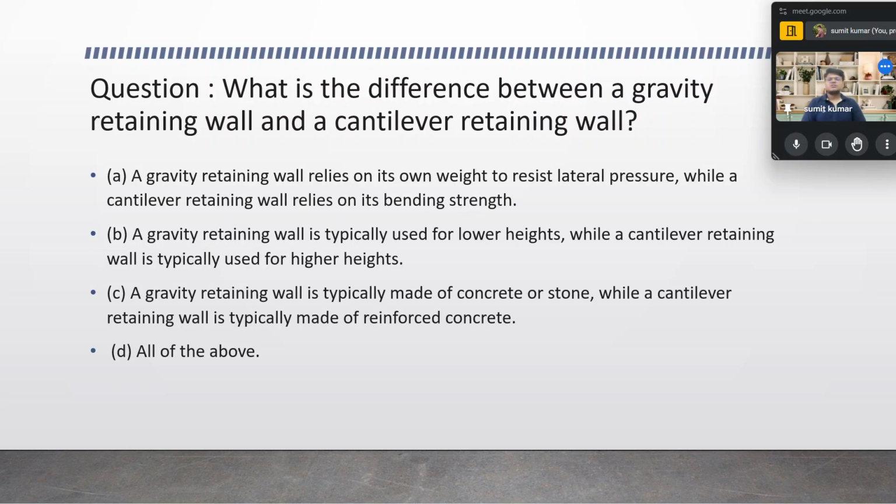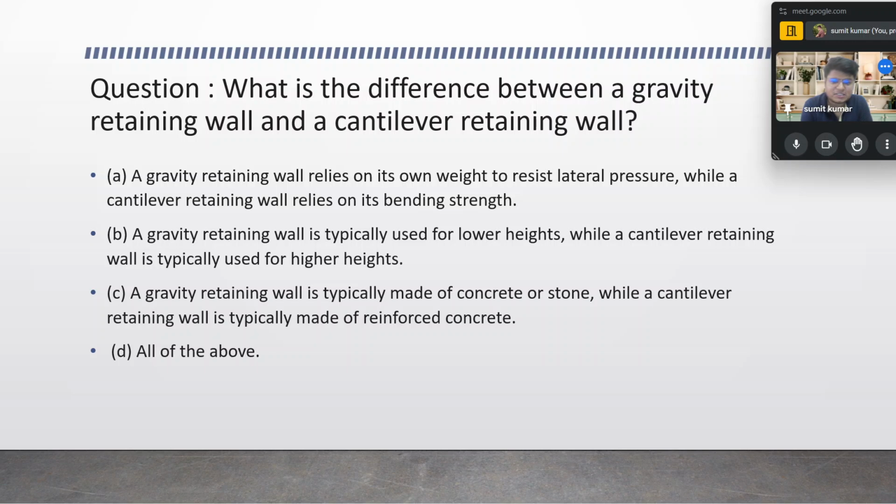Okay. Now the question is, what is the difference between the gravity retaining wall and a cantilever retaining wall? We know that gravity retaining walls and cantilever retaining walls are some of the common types of retaining walls. The options are: the gravity retaining wall relies on its own weight to resist the lateral pressure, while a cantilever retaining wall relies on its bending strength. The second option is the gravity retaining wall is typically used for lower heights, while the cantilever retaining wall is typically used for higher heights.